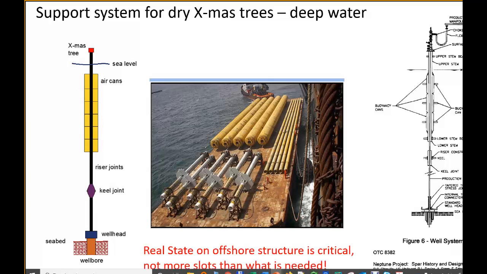And this is part of what I mentioned before, that real estate in the offshore structure is critical. If I'm not sure whether I need 40 or 20 wells, I don't want to drill more, because that will make the spar, the structure, the weight, everything more costly.